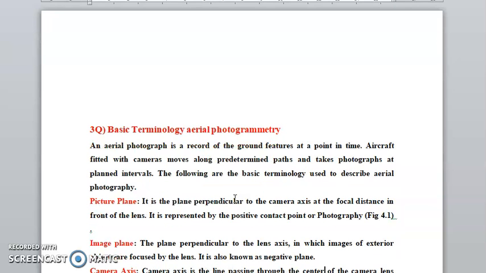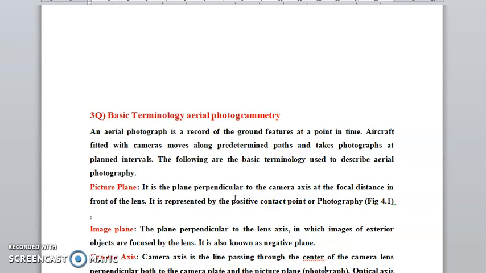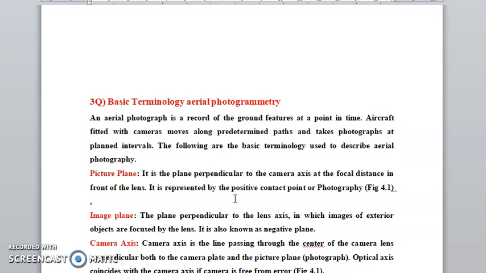First one, picture plane: it is the plane perpendicular to the camera axis at the focal distance in front of the lens. It represents the positive print of the photograph. Second one, image plane: the plane perpendicular to the lens axis in which images of exterior objects are focused by the lens. It is also known as the negative plane.